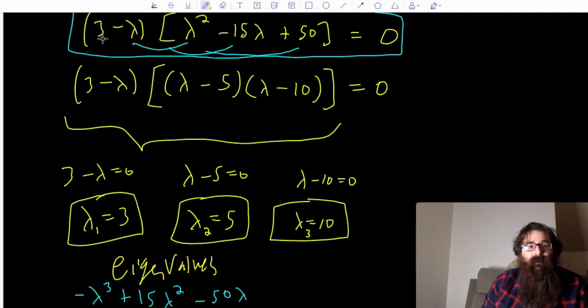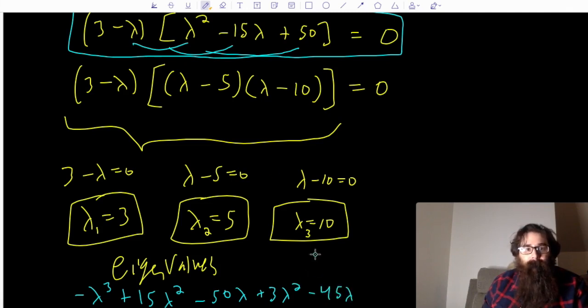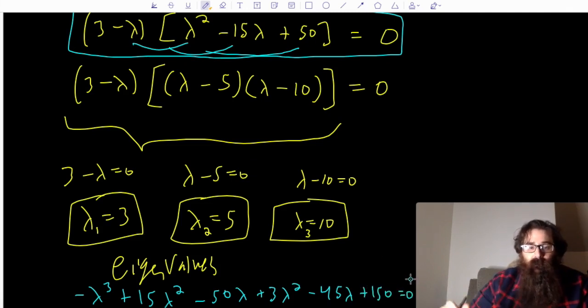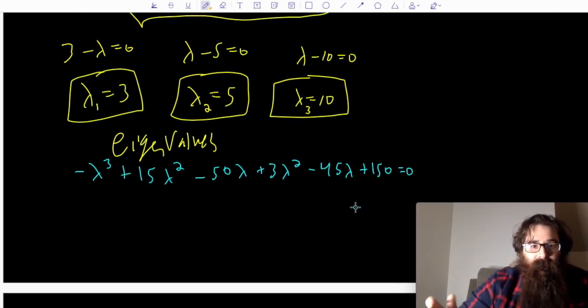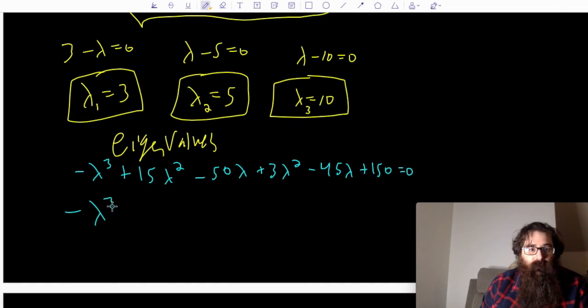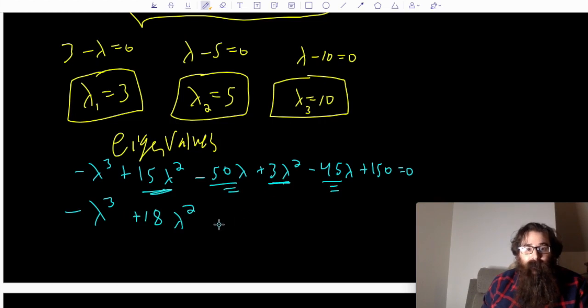And then if I bring the 3 in, 3 times lambda squared is 3 lambda squared. 3 times negative 15 is going to give me negative 45 lambda. And 3 times 50 is going to give me 150. And still want it equal to 0. But now I can go ahead and collect like terms. So negative lambda cubed. 15 lambda squared plus 3 lambda squared is going to give me 18 lambda squared. Negative 50 lambda minus 45 lambda is going to give me negative 95 lambda. And then plus 150 equals 0.